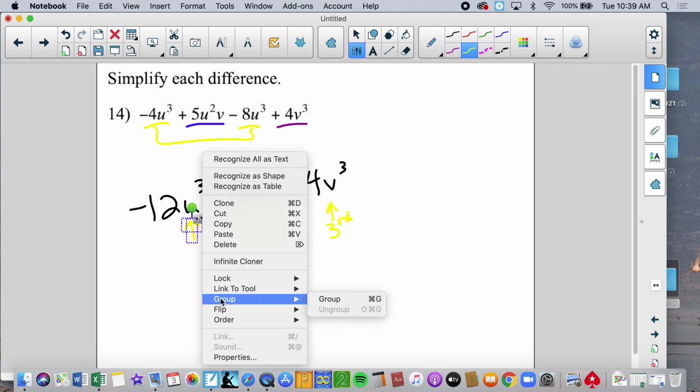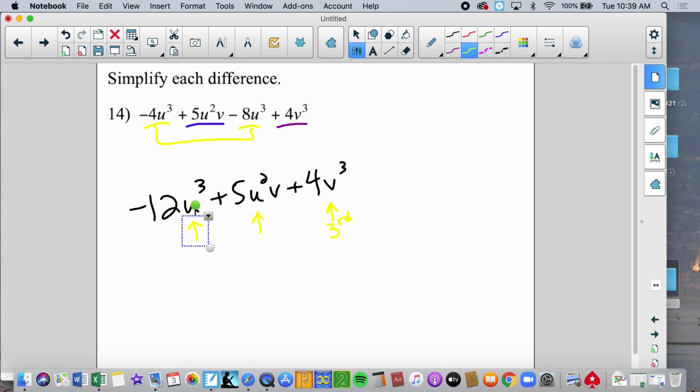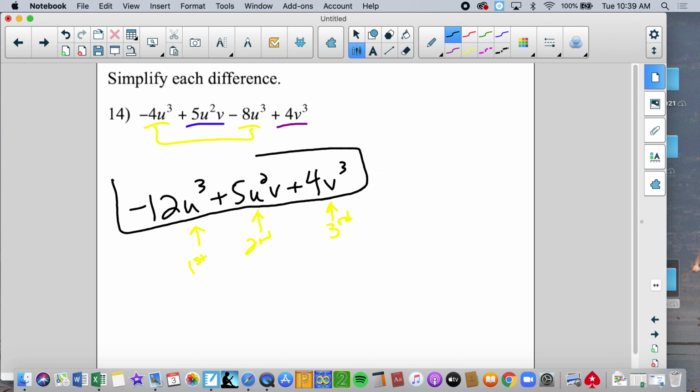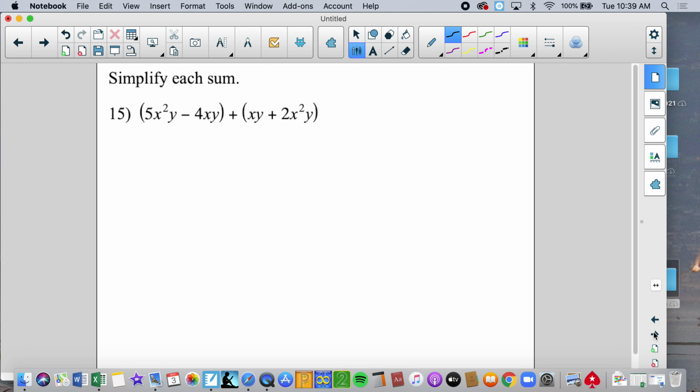So let's group that back. So we've got this u to the third and u to the second. Well, u to the third's always going to come first before u squared. So technically, this answer is in standard form. So this is the answer that we would get. That's a good one too. Good practice.